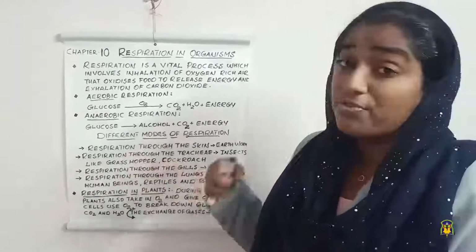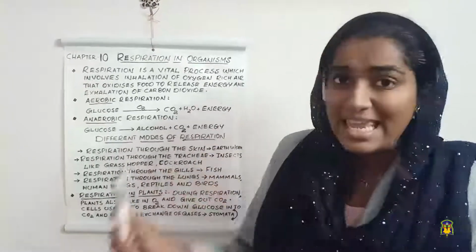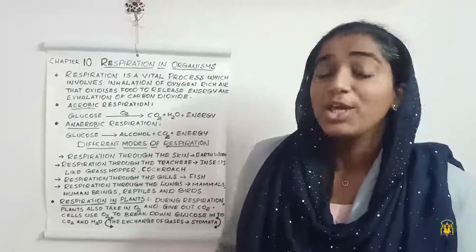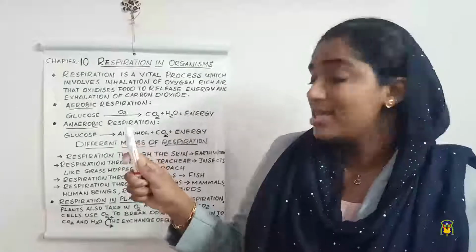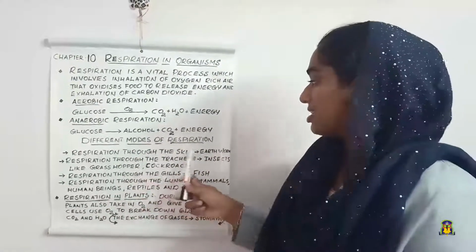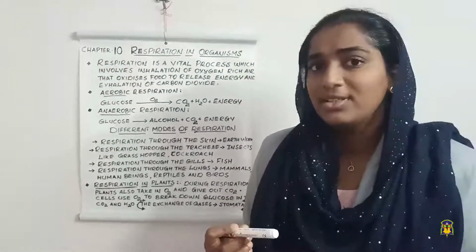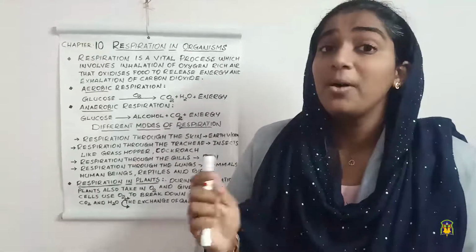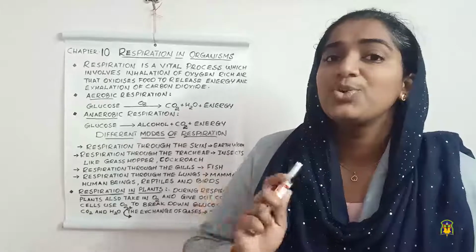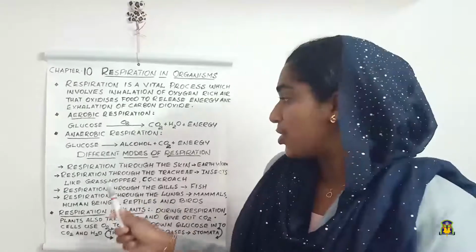And different modes of respiration in other animals. Which are they? Respiration through the skin. Example, earthworm. Human beings breathe through their lungs, but earthworms breathe through their skin. What about frog? On land, frogs breathe through their lungs, but in water, they breathe through their moist skin. The frog is a special case.